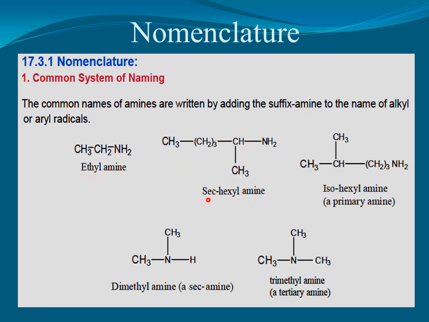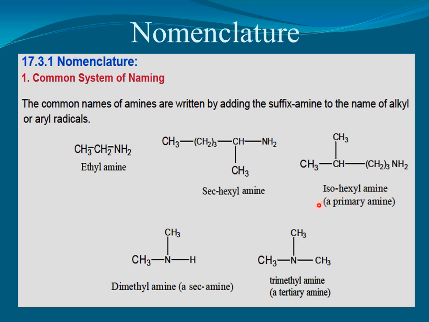Look at the second example, which is a secondary hexylamine. Why is it secondary? Because you can see that this NH2 group is attached to the secondary carbon atom. What is a secondary carbon atom? It is the carbon atom which is attached to a functional group and is further attached to 2 carbon atoms also. So it is a secondary hexylamine. In the next example, this is isohexylamine. You can see this is an isohexyl group which is attached to NH2. That is why it is isohexyl, the radical, and after that we add the suffix amine.